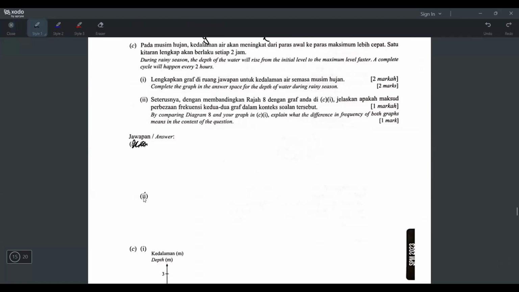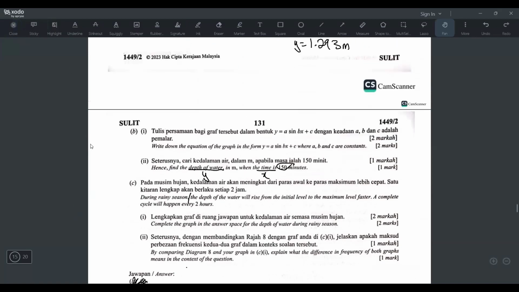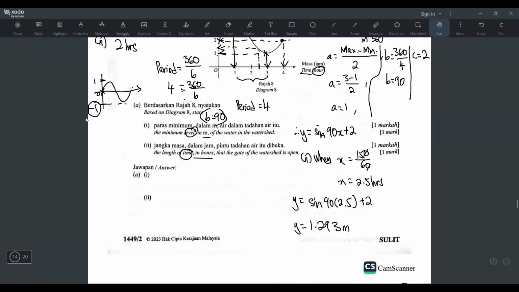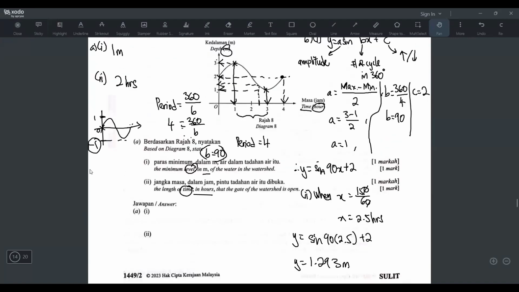Okay, let's do C. So C, it says during rainy season, the depth of water will rise from the initial level to the maximum level faster. A complete cycle will happen every 2 hours. Okay, so imagine it starts raining. What will happen is it will reach the maximum level faster, right? So instead of reaching it after 1 hour, maybe it reaches the maximum in 30 minutes already. It's because rainy season, so the water level rises faster.